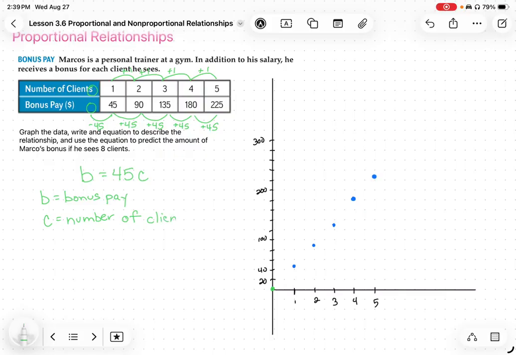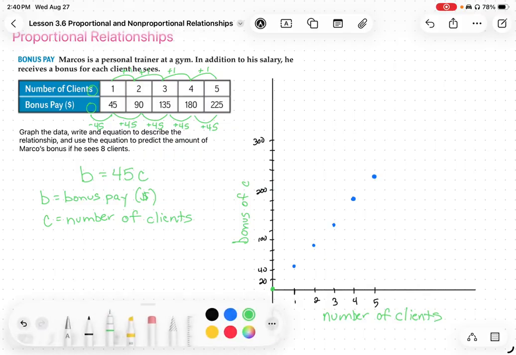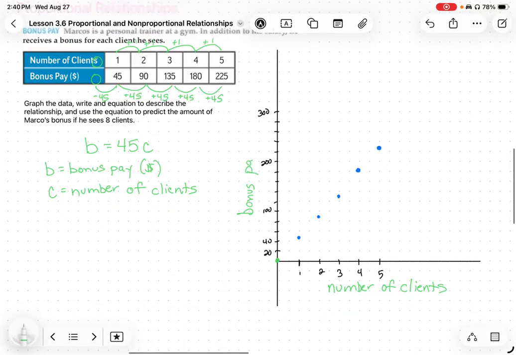Oh, you know what? I just realized I am a terrible, terrible mathematician, and I did this whole graph without labeling the X and Y axis. Oh my goodness. If my algebra teacher could see me now. Forgot to label the axes. The shame. Number of clients. Oh my gosh. What are you doing, Taylor? Number of clients. Bonus pay. Okay, bonus pay. There we go. Okay, axes labeled. Crisis averted.